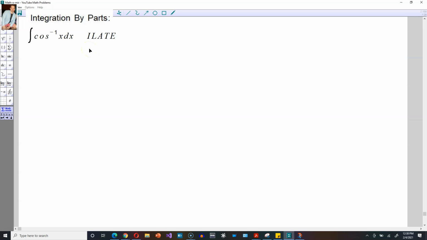I'm going to go by ILATE. ILATE tells you how you choose u. So I is short for inverse trig, and we have that here. I'm going to set u equal to cosine inverse of x. And then from here, once I differentiate, du would be equal to negative 1 divided by the square root of 1 minus x squared, and then here dx. Here also we observe that dx is dv, so then you just anti-differentiate both sides.